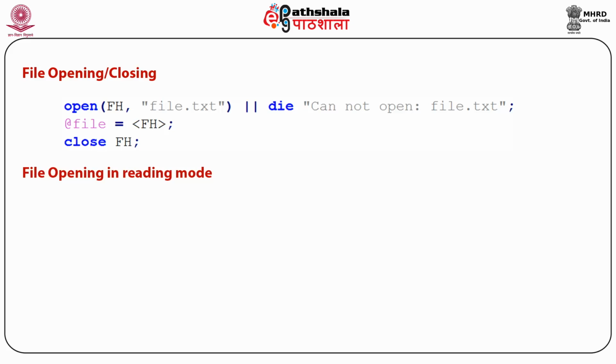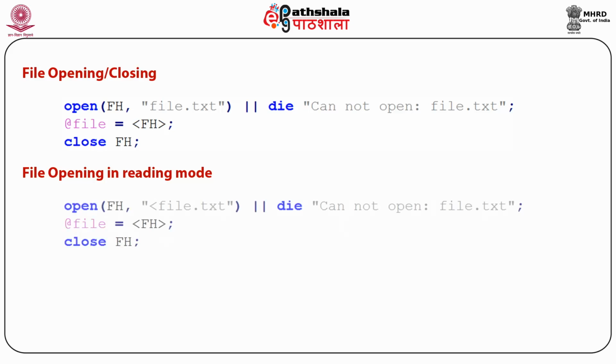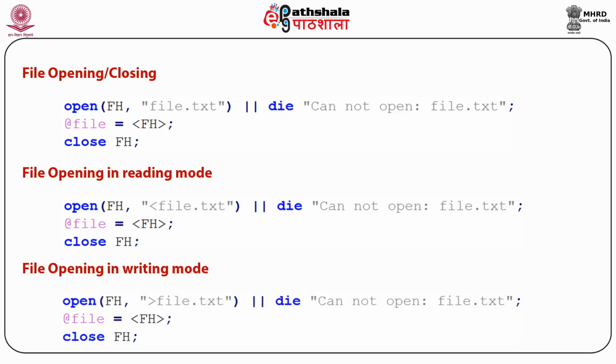To open file.txt in read-only mode, the syntax is open FH less than file.txt. Here, the less than sign indicates that the file has to be opened in read-only mode. Here we can only read the file content but cannot edit anything. To open a file in writing mode, the greater than sign will be used. The rest of the syntax is similar as above. For example, open FH greater than file.txt. It gives liberty to edit the file.